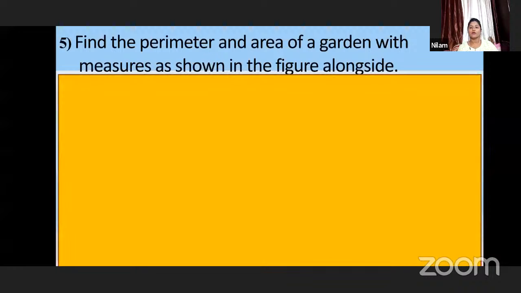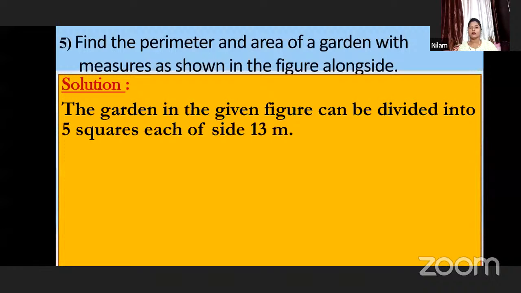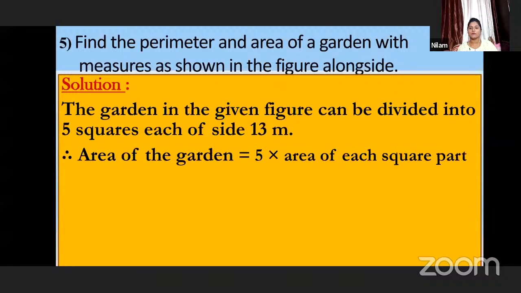Now we have to find out the area. Just now we found the perimeter, and we have seen that the figure is made of squares. We have also seen the formula for the area of a square. So the area of the garden is 5 times the area of each square part. First we will find the area of each square part, and each side of the square was 13.